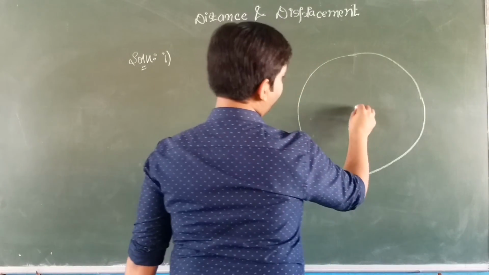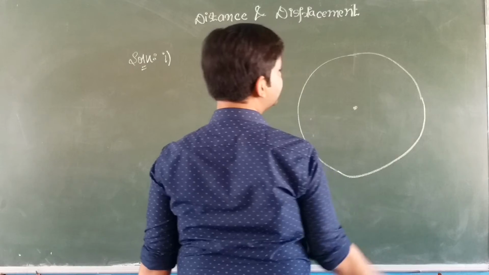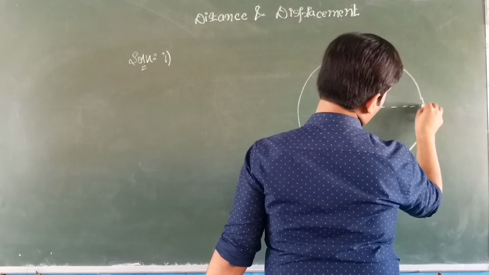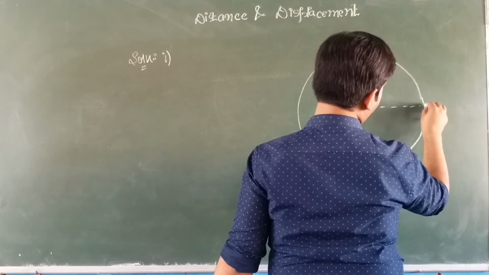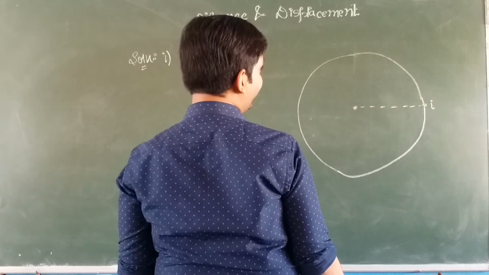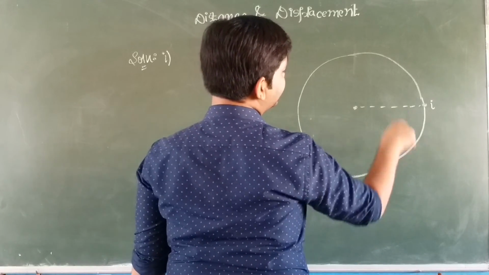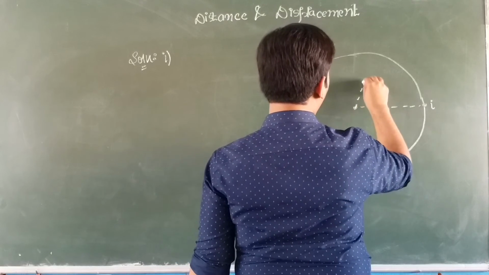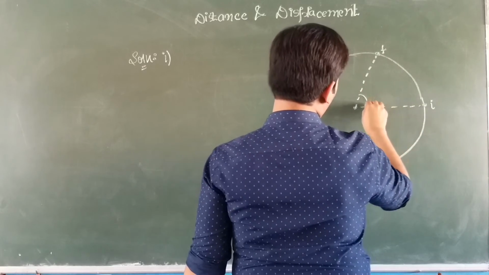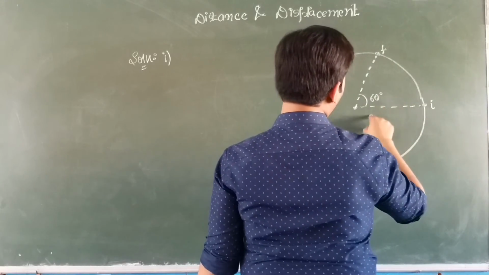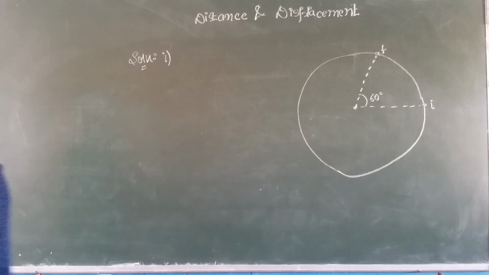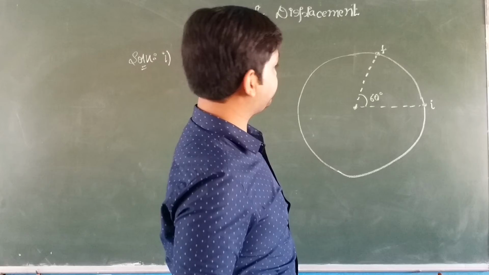So this is a circle and the radius of the circle is 5 meter. Suppose the particle was present initially here. This is the initial position, and in the first part we have to find the distance and displacement when it describes an angle of 60 degree. That means somewhere here the particle will finally reach, and the angle described at the center is 60 degree. Now we need to calculate the distance and displacement.